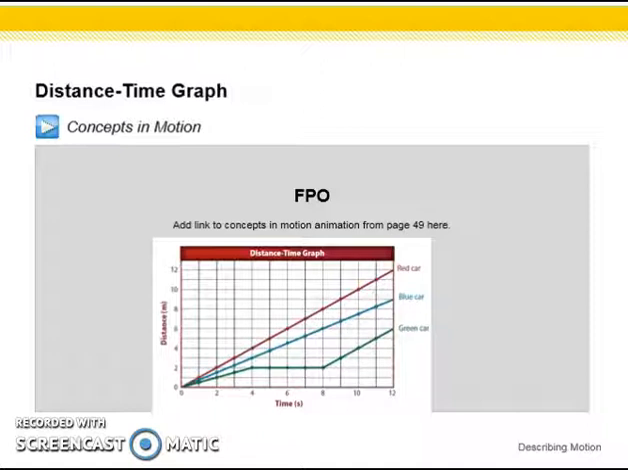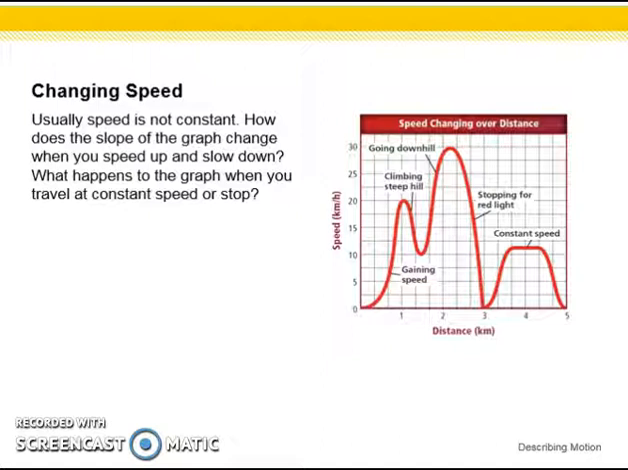Please leave 2 to 3 lines underneath or above your graph, however you set it up, so that I can have you add some notes in class. So changing speed, that's your next bullet point. Usually speed is not constant. Please write this down. How does the slope of the graph change when you speed up and slow down? What happens to the graph when you travel at a constant speed or stop?